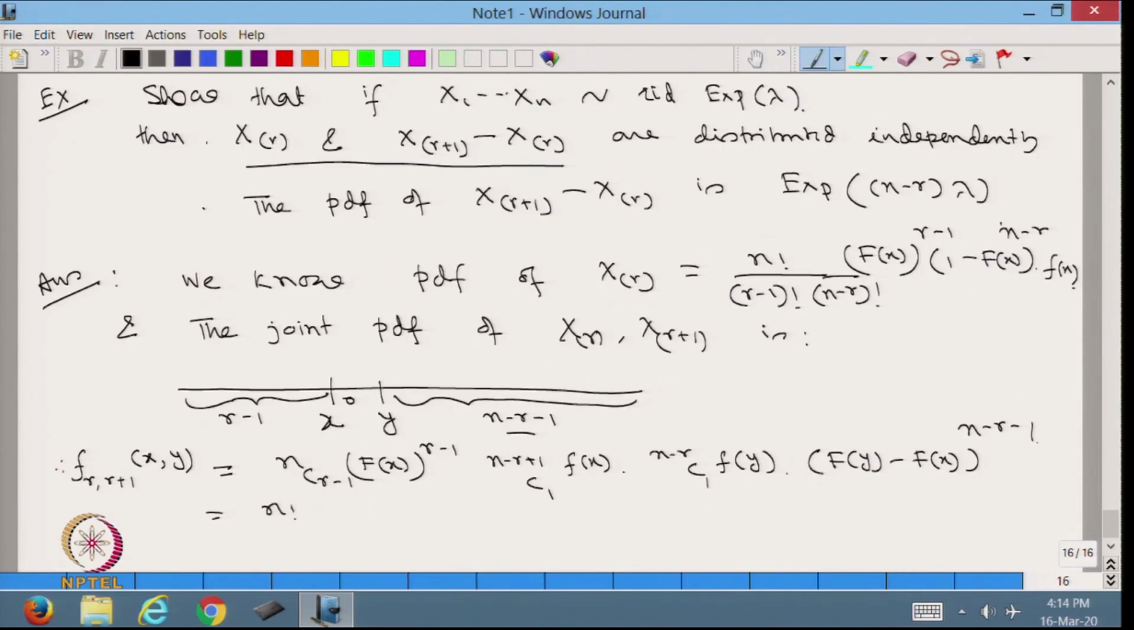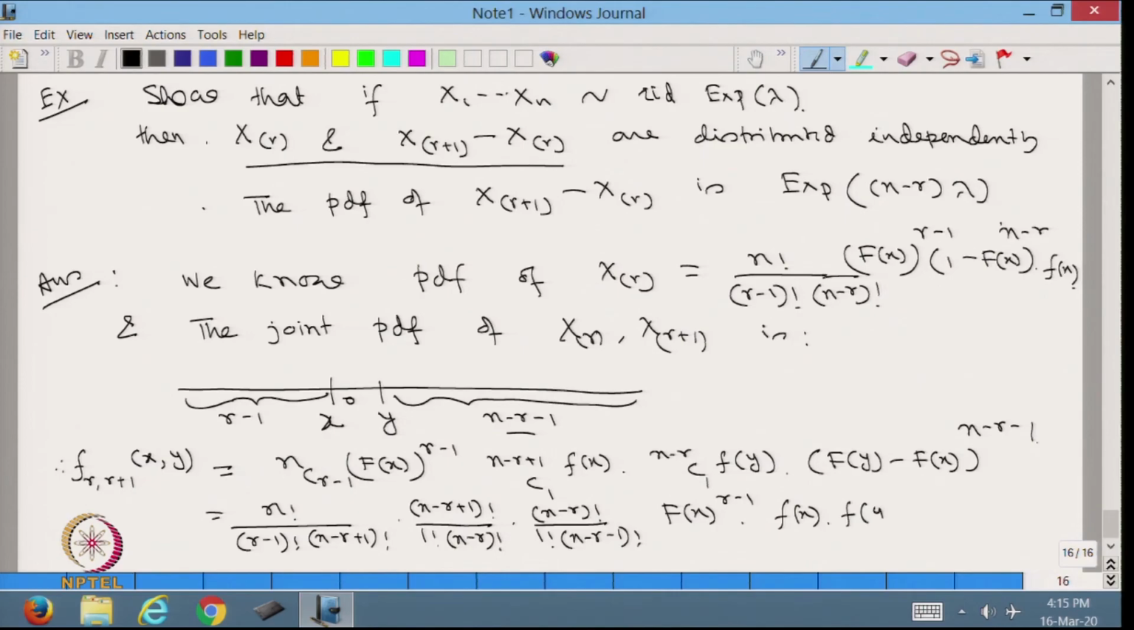we will get n factorial upon (r minus 1) factorial into (n minus r minus 1) factorial, multiplied by F(x) to the power r minus 1, small f(x), small f(y), into (F(y) minus F(x)) whole to the power n minus r minus 1.